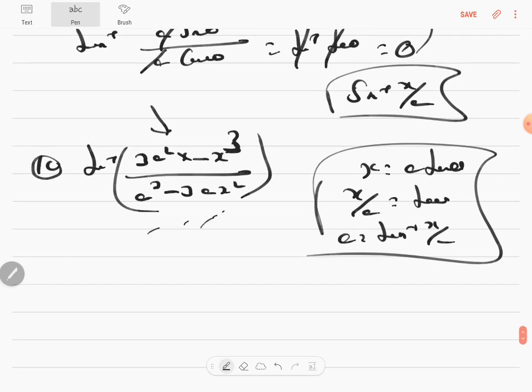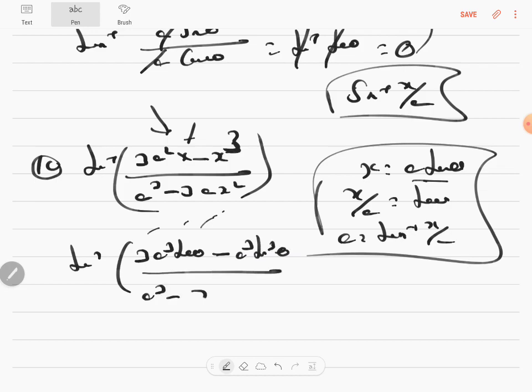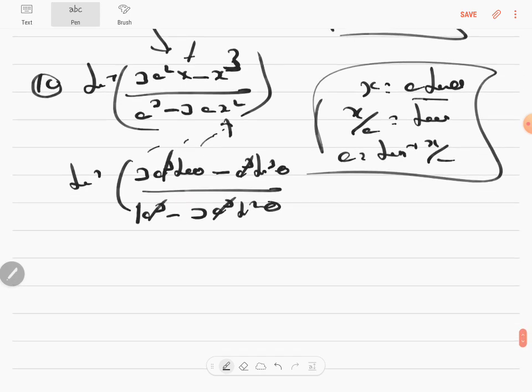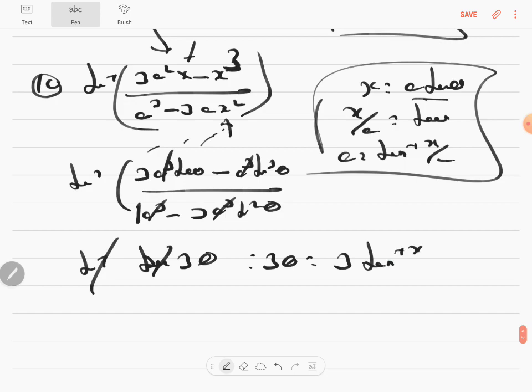So then it's tan inverse of 3 into a square into x, where x is a tan theta. So it will become a cube tan theta minus a cube tan cube theta by a cube minus 3 a cube tan square theta. Then a cube throughout will get cancelled and it will become 1. 3 tan theta minus tan cube theta by 1 minus 3 tan square theta is tan 3 theta. So the answer itself is 3 theta, where theta is tan inverse of x by a.